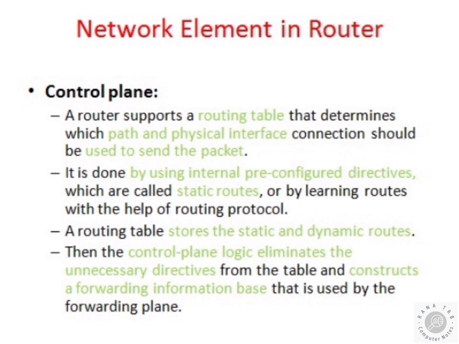Here, the router uses the routing table to determine which path and which physical directions should be connected for sending the packets. This was done by predefined configured devices, that is, by static routes. This routing table can store both static routing and dynamic routing. Finally, this control plane eliminates the unnecessary directions from the table and constructs the forwarding information base that is used in the next router element, that is the forwarding plane.